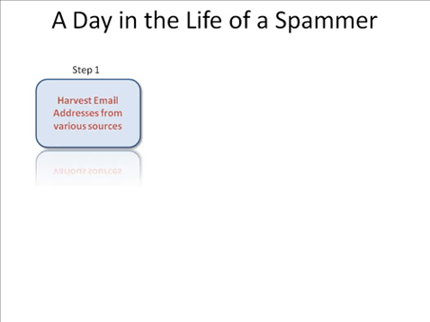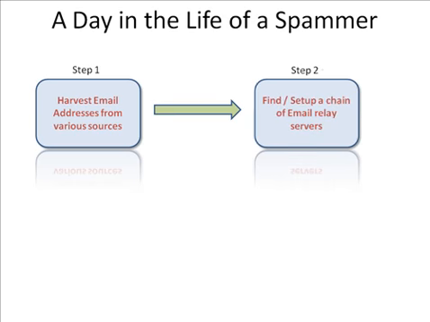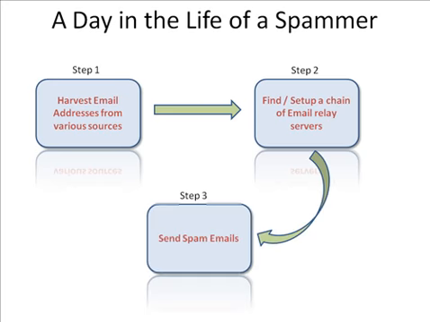A spammer spams using three simple steps. Step one is to harvest email addresses from various sources. We'll look at what sources the spammer could use to harvest these email addresses a little later. In the second step, he sets up a chain of email relay servers so as to obfuscate his origin and, at the very same time, to make the spam look like legitimate email. In step 3, he finally sends the spam emails using this set of email relay servers, which was created or found in step 2. And of course this process continues as he harvests more and more email addresses and continues to set up more and more email relay servers.